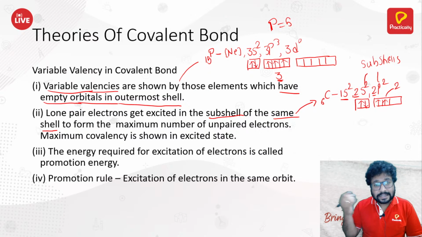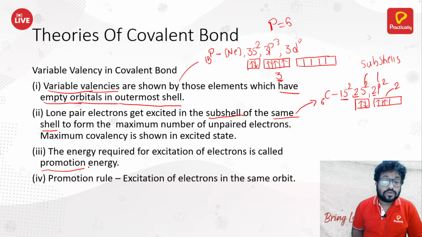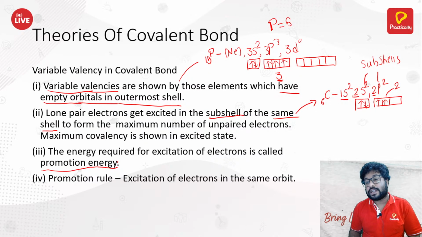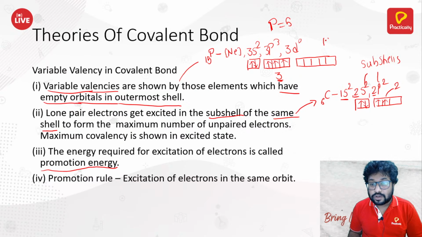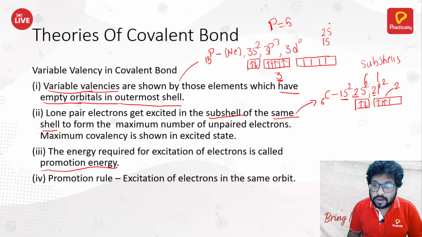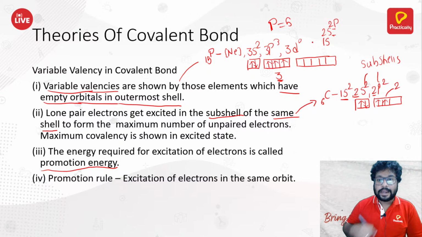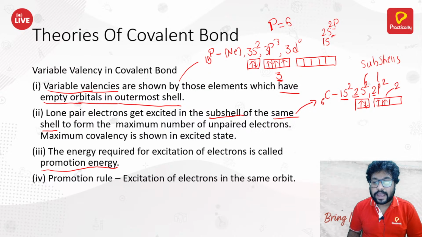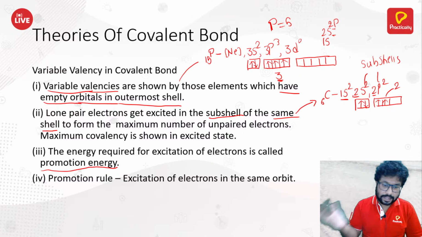Okay, the energy required for this excitation of an electron is called promotion energy. Why am I saying promotion energy? Because your 2s is slightly below 2p. So the electron requires energy to go from S to P. That is why it is called promotion energy.